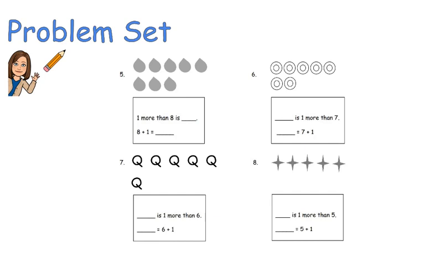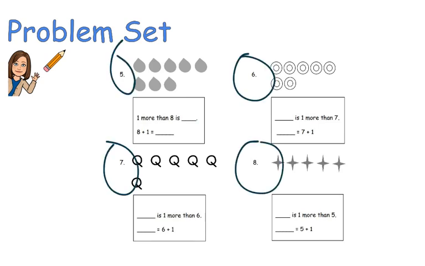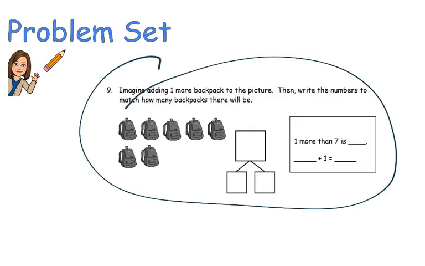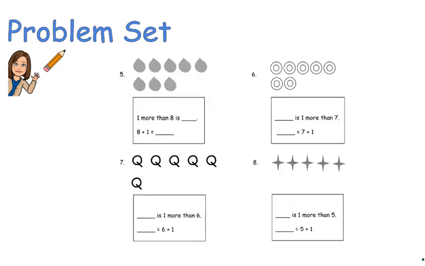Alrighty, here's the next page. Turn the page. You should now see 5, 6, 7, 8, and then there's this big one on the bottom. So let's look at number 5. That's kind of like the same thing we just did. This time there's just no number bonds. So we're just drawing one more, filling in our sentence and our equation.